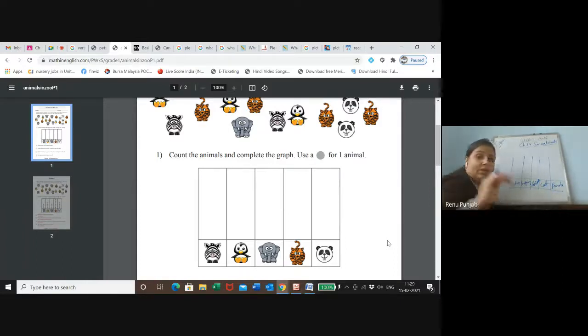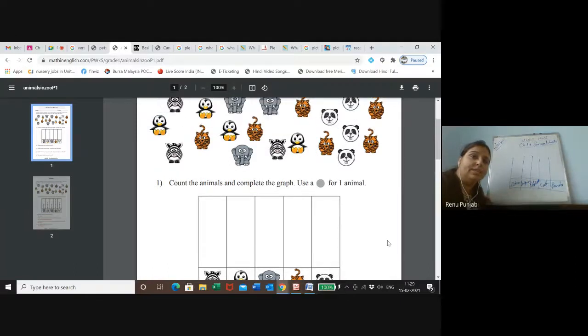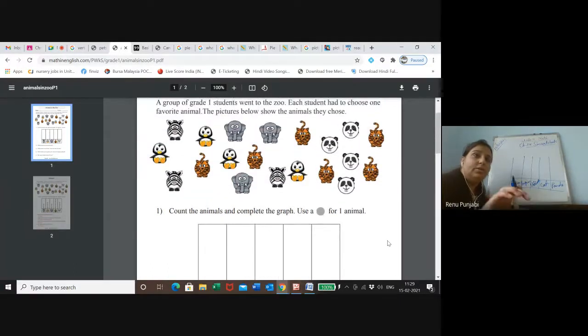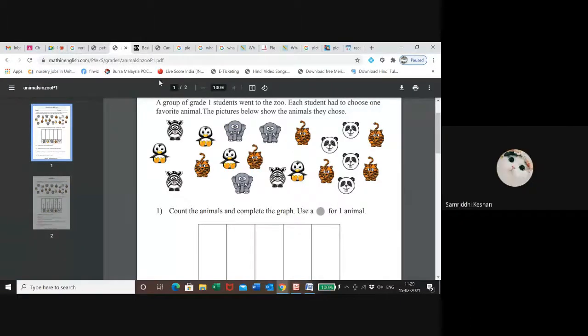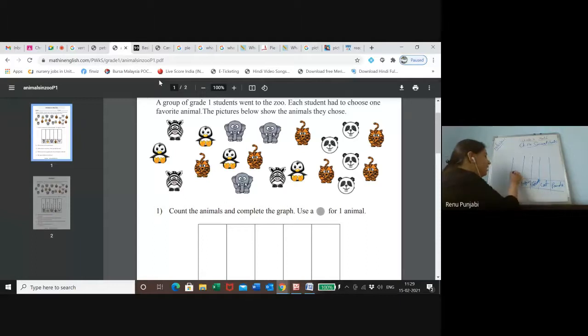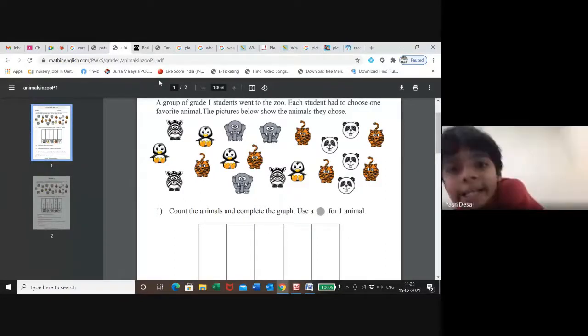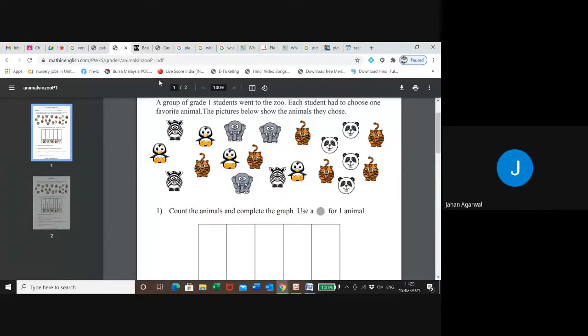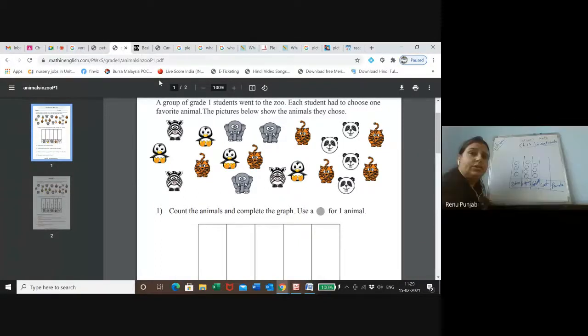So we first count the zebras. Are you all on my board screen? Yes, ma'am. So zebras are 3. Penguins are 1, 2, 3, 4. And then elephants are 1, 2, 3. And then the cats are 1, 2, 3, 4, 5. 1, 2, 3, 4, 5, 6.